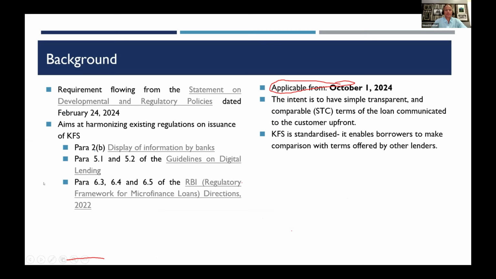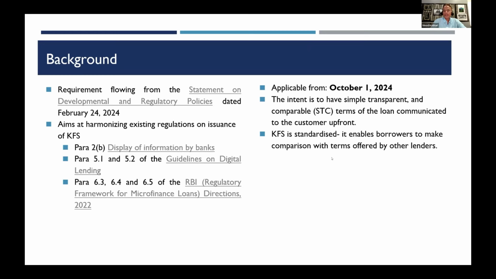understand, the statement on development and regulatory policies of Feb 2024 had talked about the imminent KFS. It's now been introduced. The circular dated 14th of April promulgates it. This is a step towards harmonization. The moment you talk about harmonization, it's a standard KFS which is applicable to banks, applicable to NBFCs, applicable to HFCs, applicable to all regulated entities in respect of those loans where it applies. So wherever it applies, it's common across regulated entities.